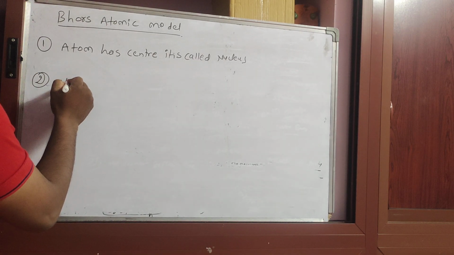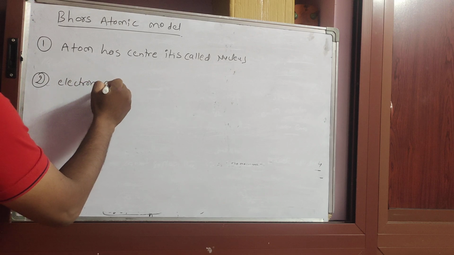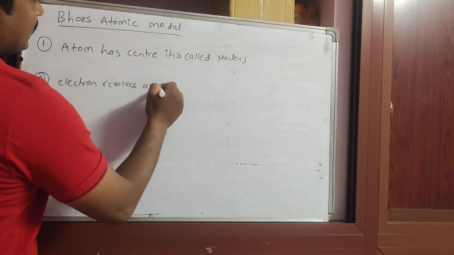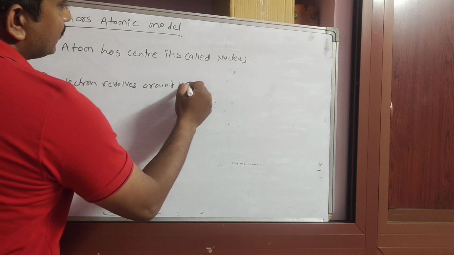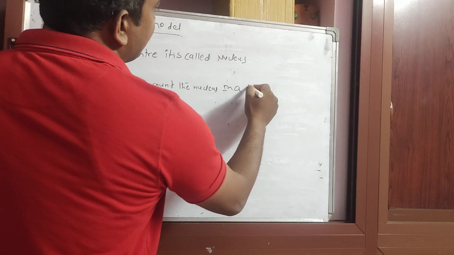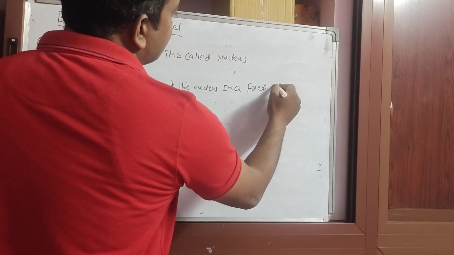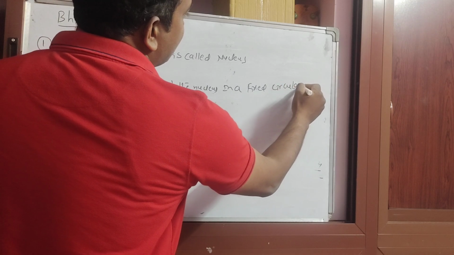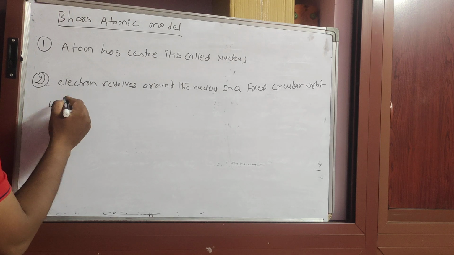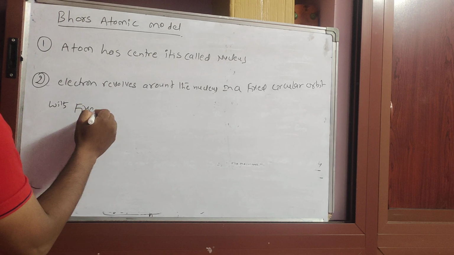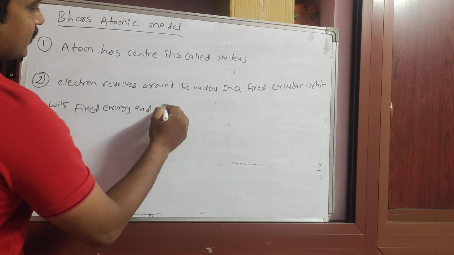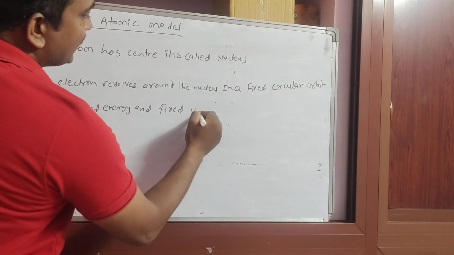The second point is that the electron revolves around the nucleus in a fixed circular orbit with fixed energy and fixed velocity.